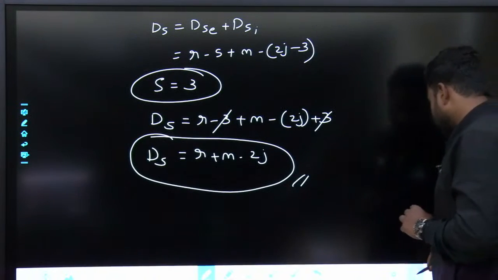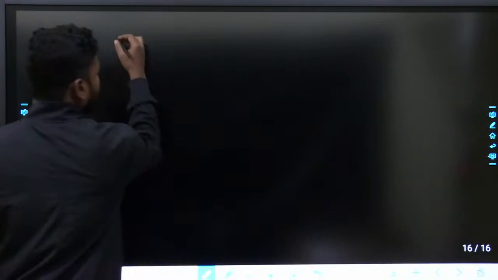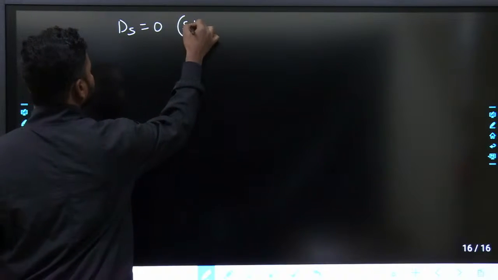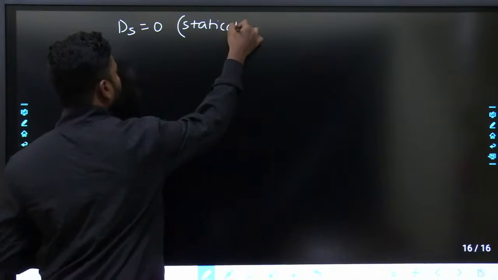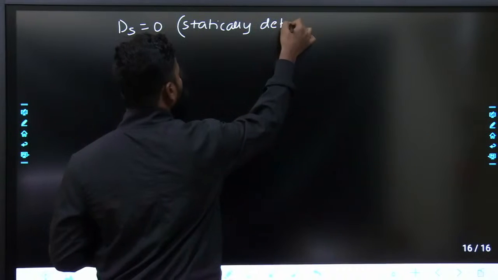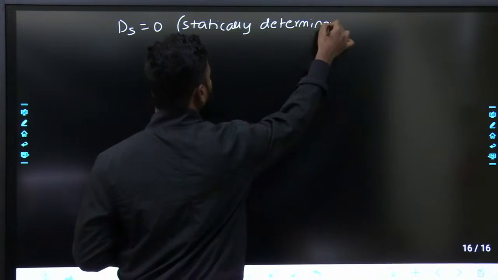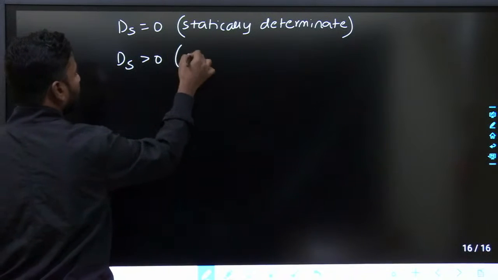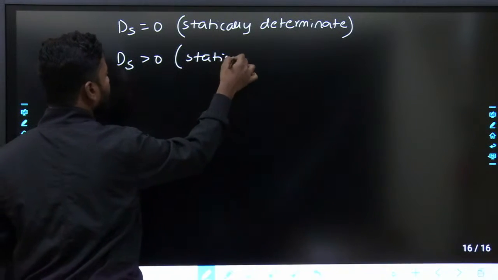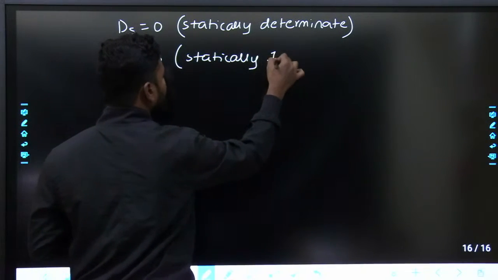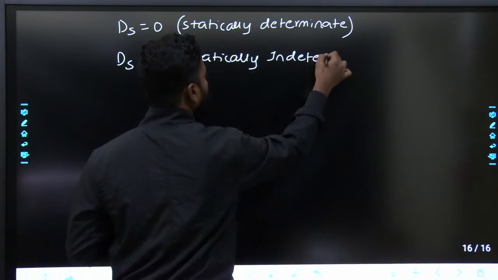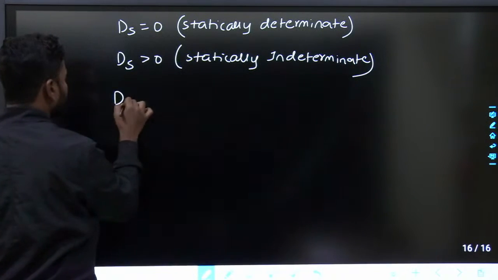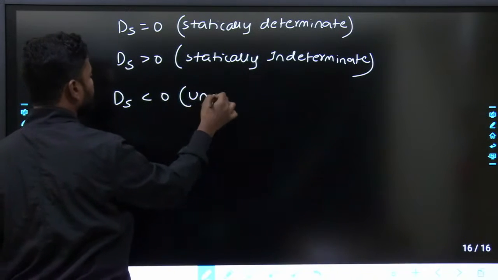Okay. And finally same thing goes. If ds is equal to 0, then it is statically determinate, and if ds is more than 0, it is statically indeterminate, if ds is less than 0, it is unstable.